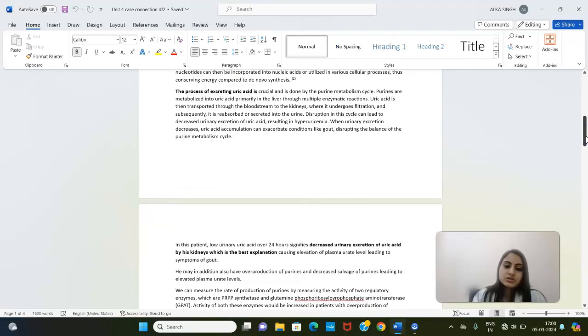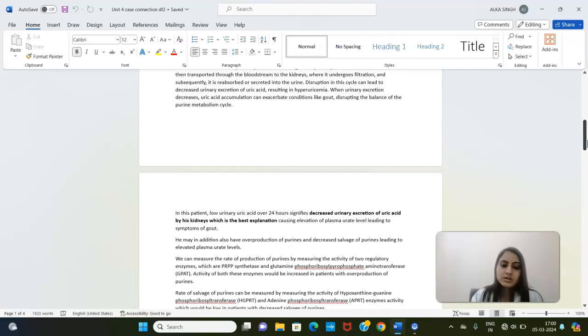The process of uric acid excretion is crucial and is part of the purine metabolism cycle. The purines are metabolized into uric acid primarily in the liver through multiple enzymatic reactions. Uric acid is then transported through the bloodstream to the kidney, where it undergoes filtration and subsequently is reabsorbed or secreted into the urine. Disruption in the cycle can lead to decreased urinary excretion of uric acid, resulting in hyperuricemia.